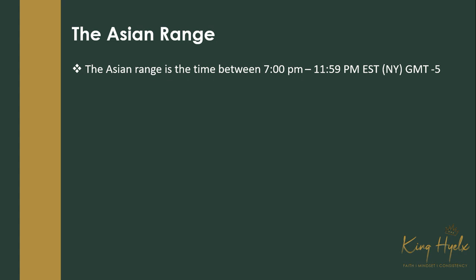As an ICT trader, it's essential you understand that everything we do is referred back to New York time, because New York is our basis, right? Like the big banks and everything, they operate with the time of New York. So this Asian range is from the time of 7 p.m. to 11:59 p.m. New York time. That's GMT minus 5. So as a Nigerian, this time translates to 1 a.m. to 5:59 a.m. West African time. That's for our time zone of GMT plus 1, right?